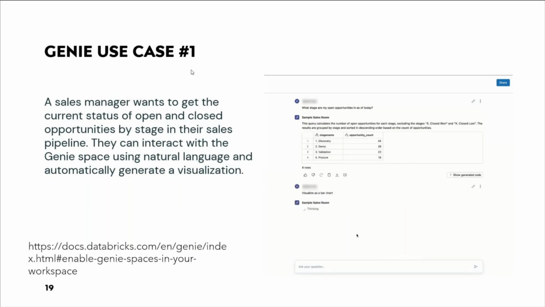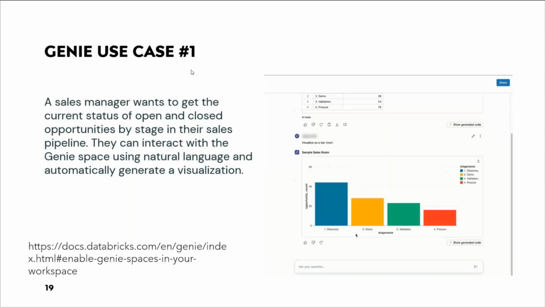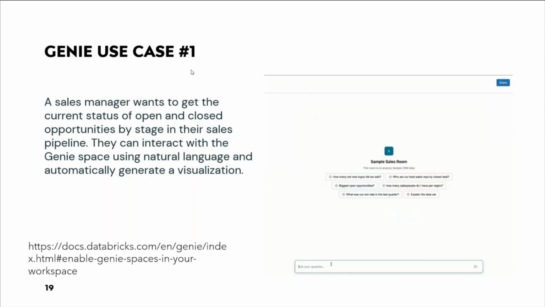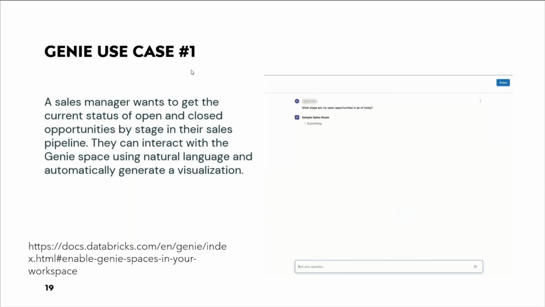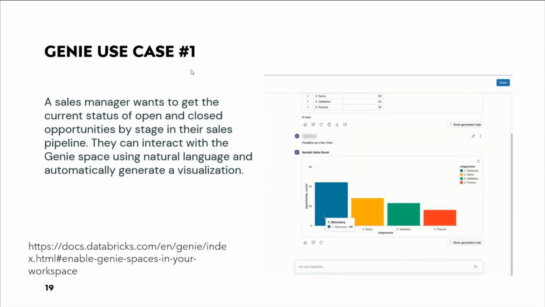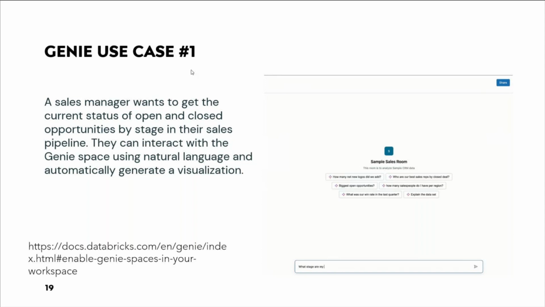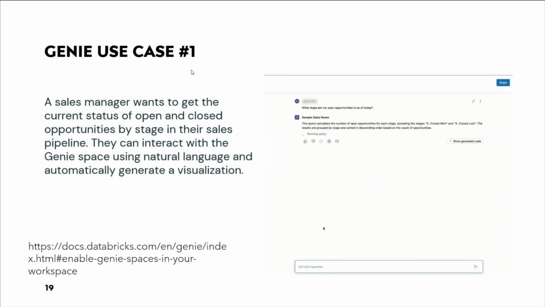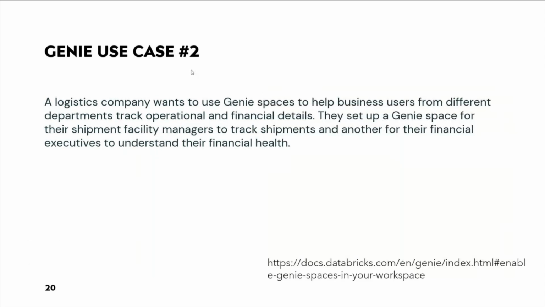So as you're seeing here, it's this quick 10-second demo they have on the right. He asked it essentially this question: what stage are my open opportunities as of today? It hits the database, generates a query, gets a table, and then he asks it to make a bar chart. And boom, 10 seconds, he has the info he needs. He has his data.